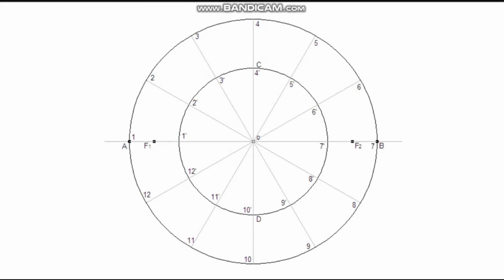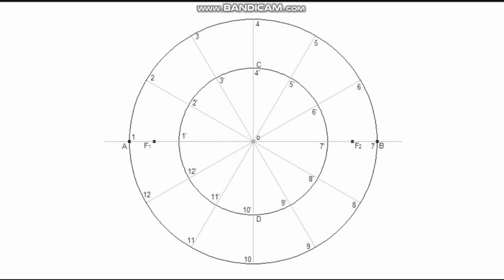Draw vertical lines from the points of major circle and horizontal lines from the points of minor circle. These lines will intersect. These intersection points are the points on the ellipse. Points 1, 2, 3, etc. are the divisional points of the major circle. Points 1, 2, 3, etc. are the divisional points of the minor circle.